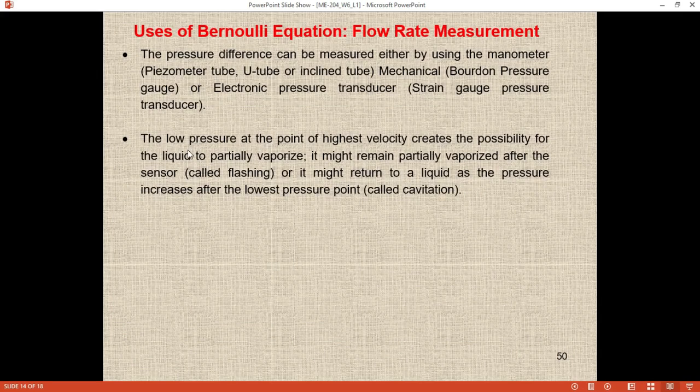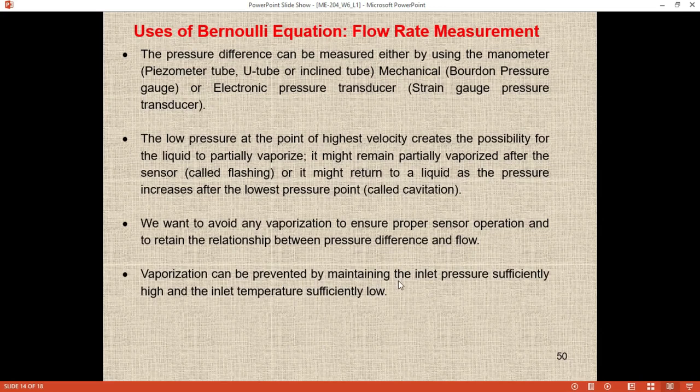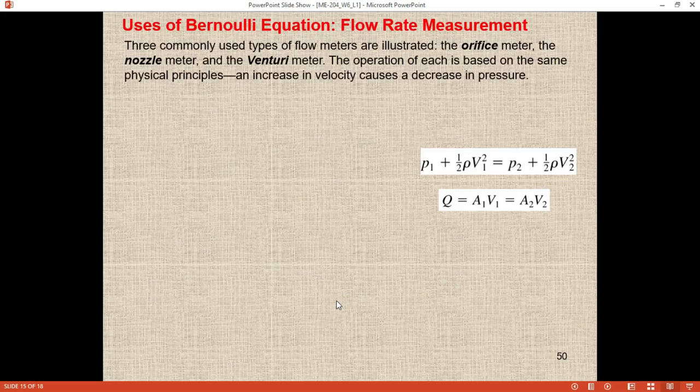There is another important point. The low pressure at the point of highest velocity creates the possibility for the liquid to partially vaporize. It might remain partially vaporized after the sensor, called flashing, or it might return to the liquid as the pressure increases after the lowest pressure point, called cavitation. We will discuss this later in detail. We want to avoid any vaporization to ensure proper sensor operation and to retain the relationship between the pressure difference and flow. Vaporization can be prevented by maintaining the inlet pressure sufficiently high and the inlet temperature sufficiently low. Here we can see the three commonly used types of flow meters illustrated.